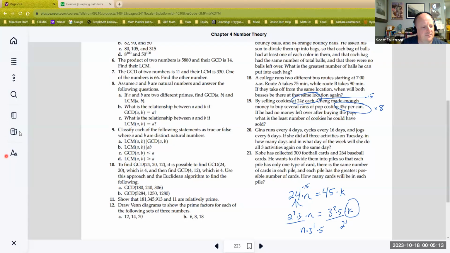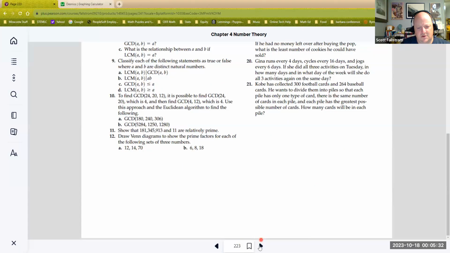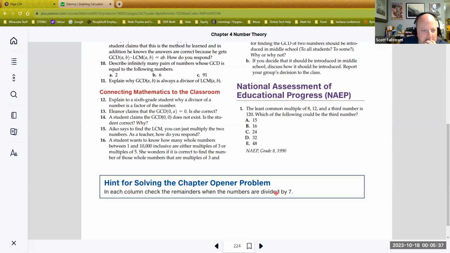Let's clear these off. All right, let's double check. That's it for those. And math connections. Let's see here. 14 and 16, so let's jump over there. Math connections. Oops, gonna have to jump forward. 14. A student claims the greatest common divisor of 0 and 0 does not exist.